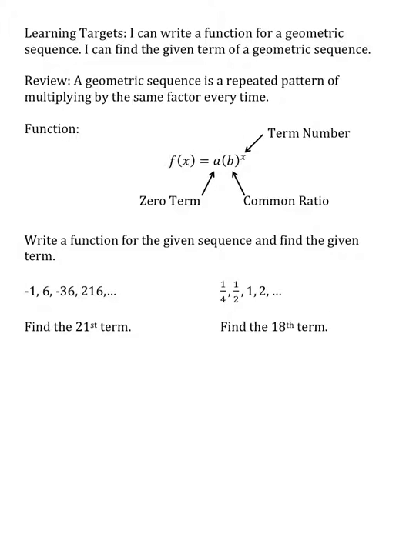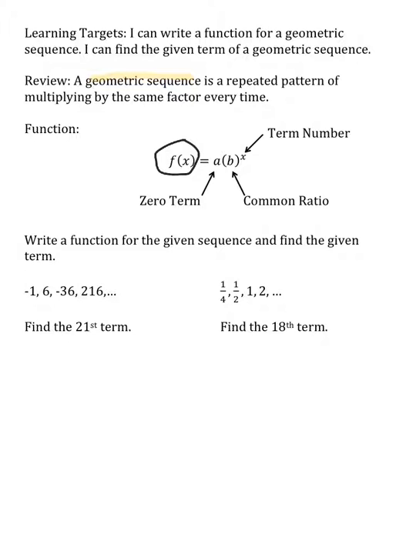Just to review from the last video, a geometric sequence is a repeated pattern of multiplying by the same factor every time. So just like arithmetic sequences, we can write geometric sequences as a function. And this is the function that we will use. So we have f of x is equal to a, which is the zero term, times b, which is our common ratio, to the power of x.